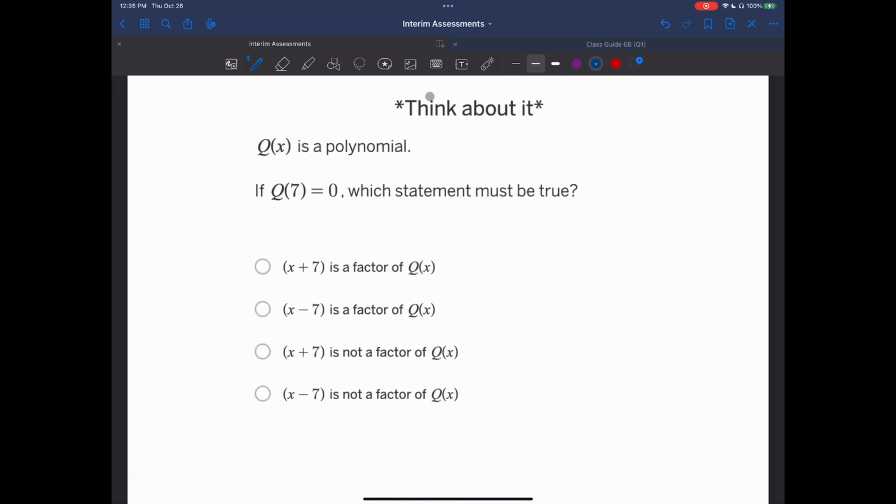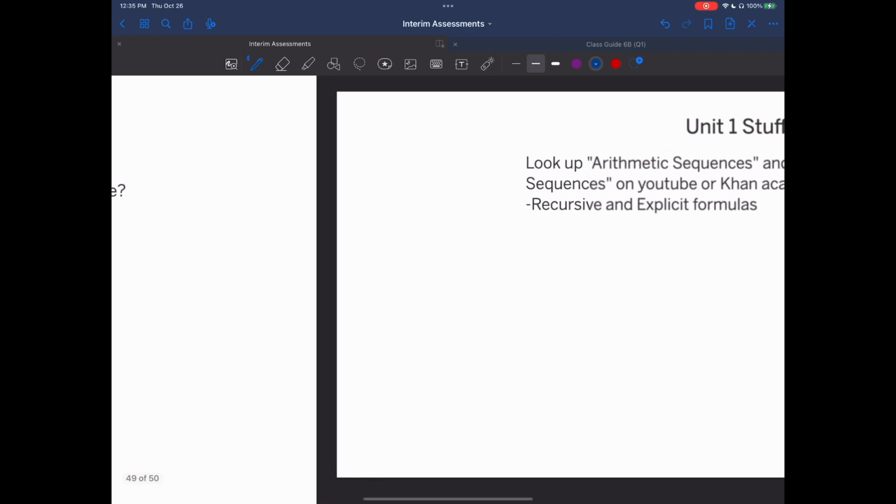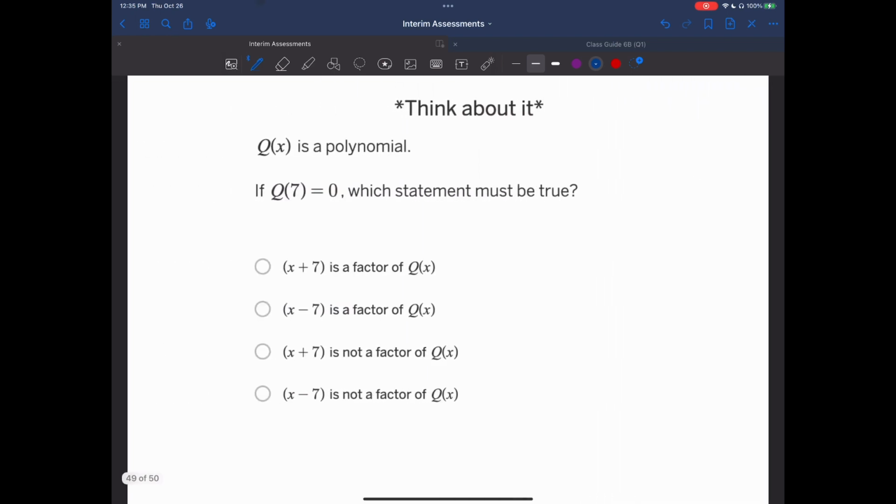Okay, really good, like, think about this little question. This is actually our last one we're going to do. So this is definitely some type of question I could see them giving you, where you have to think through it more than solve it. So it tells us q of x is a polynomial. If q of 7 equals 0, which statement must be true? Once you think about that, that follows the remainder theorem we just did.